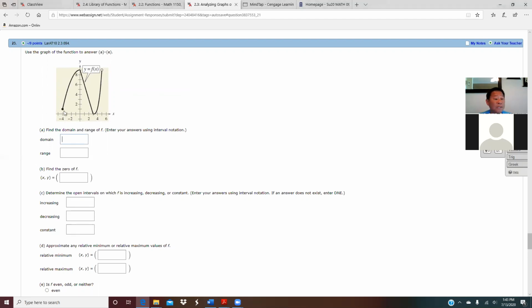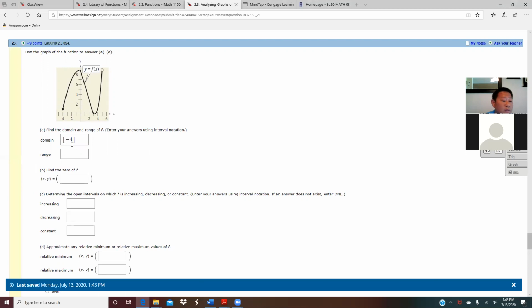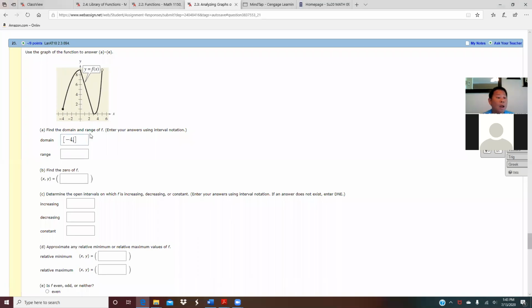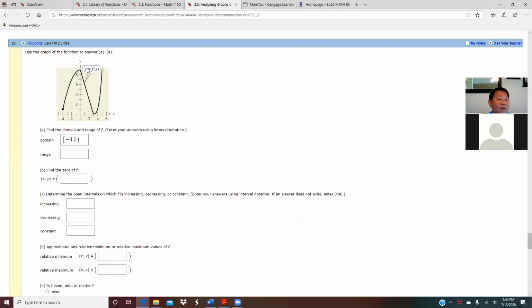But at -4, you see a closed circle, so you have to use a bracket in this case. Okay, so -4 is a bracket, and then comma. Where's my friend comma? Here you go. And then 5. But if you look at the 5, this is an open circle, so you have to use a parenthesis in this case. So this is the domain for this function f. Range is the y values, because this one goes all the way till 0.